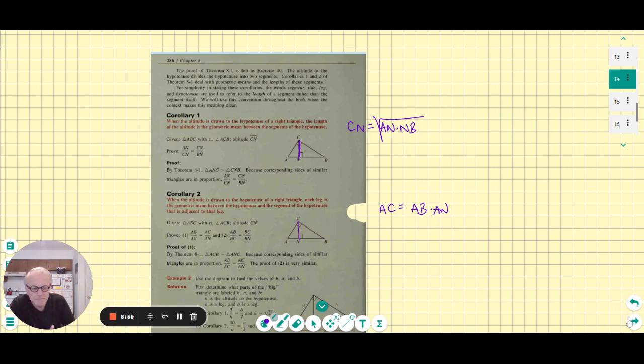6 over W. W would be the adjacent segment, and 6 would be the hypotenuse of the other triangle. So when you multiply these out, 18 over 6 equals 6 over W. 18W equals 36, and W equals 2.